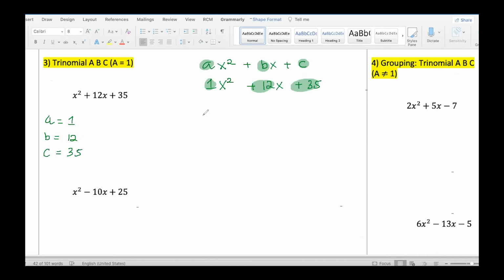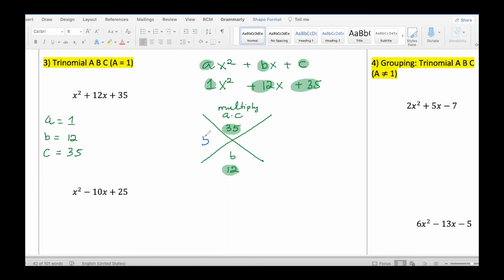To do this method as simply as possible, we're going to make a little x. It represents multiply. So we're going to multiply a times c. If we multiply a times c, it's going to give me 35. And then b is 12. Our job is to find two numbers that multiply to give 35 but add to give you 12. What numbers could that be? So we find out that 1 and 35 multiply to give you 35, but 1 plus 35 doesn't give you 12.